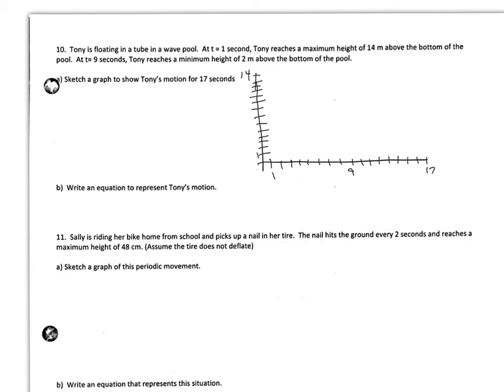This is time in seconds, and this is the height of Tony in meters. So let's just put some points on here. At 1 second, he's up at 14. At 9 seconds, he's 2 meters. So there's 8 between them, so 9 plus 8 is 17. So at 17, he's back up to 14.